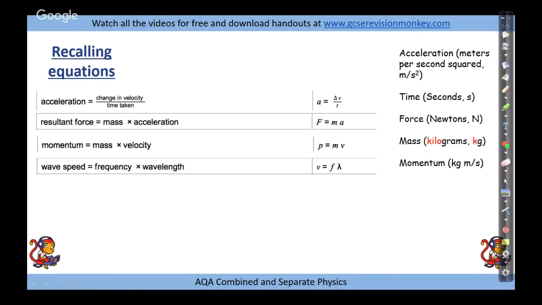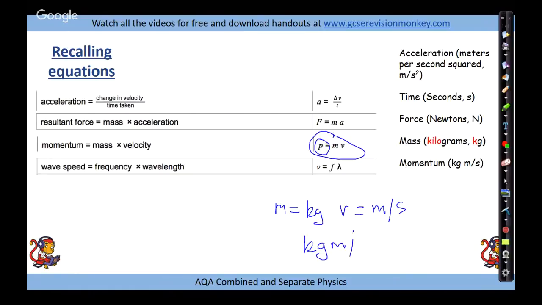Now momentum is one you can learn, or you just learn the equation, because of course m is in kilograms, v is measured in metres per second. So to work out the units for p, all you have to do is times those two things together. So we get kilogram metres per second. Okay, so that's our unit for momentum. Don't need to remember it as long as you know you can work it out from the equation there.